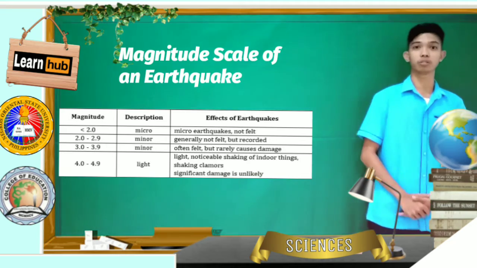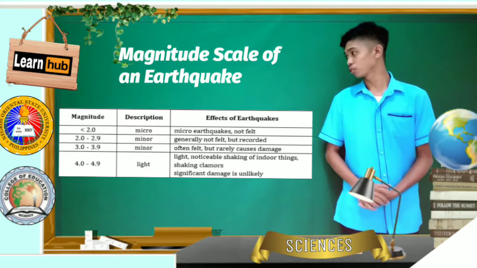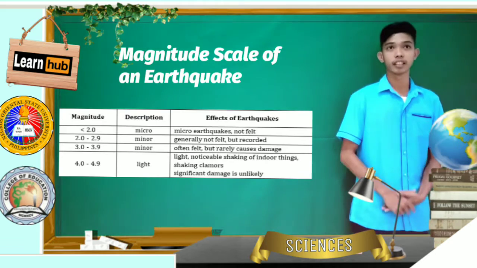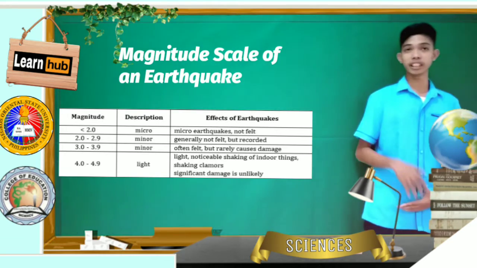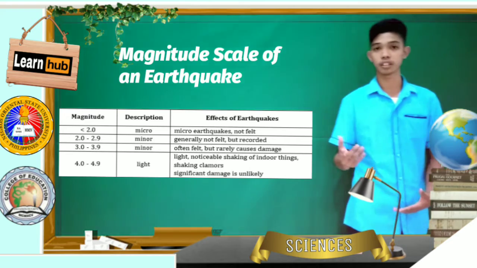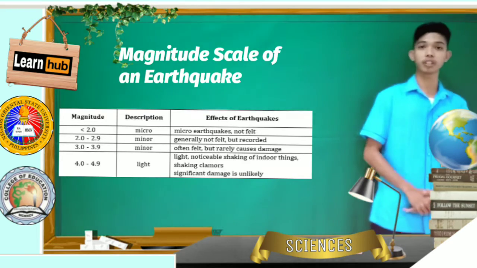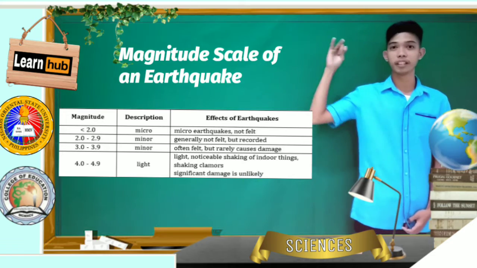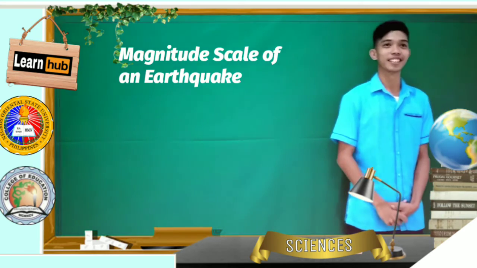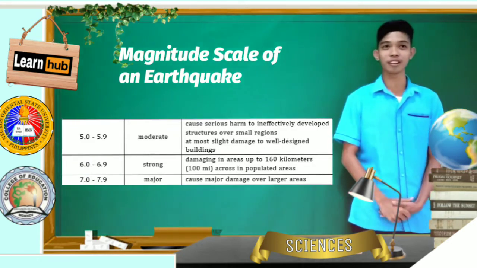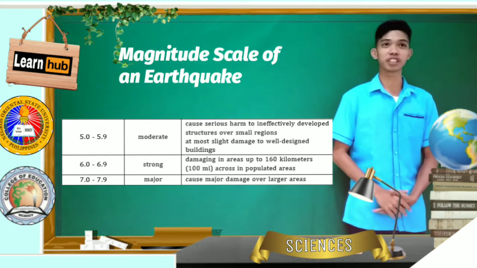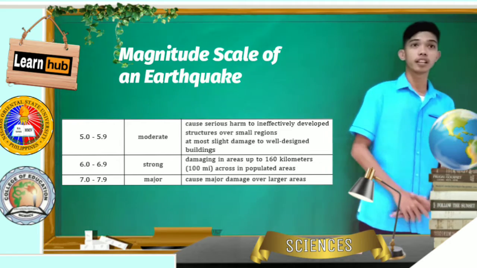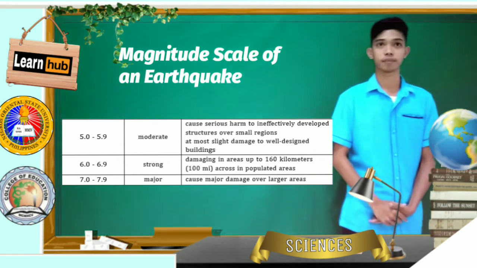So let's proceed to magnitude 4.0 to 4.9. Its description is light. Its effect is noticeable shaking of indoor things. Indoor things include corridors, cabinets, mineral waters, and so on. Magnitude 5.0 to 5.9 is considered to be moderate. It could cause slight damage to buildings.